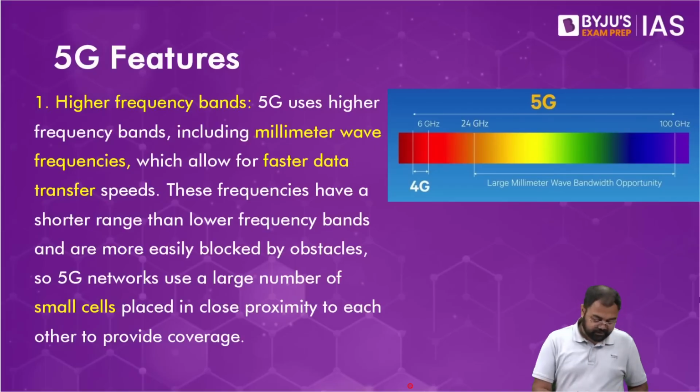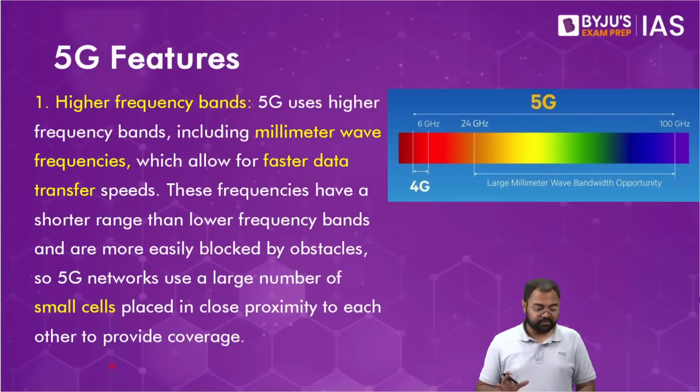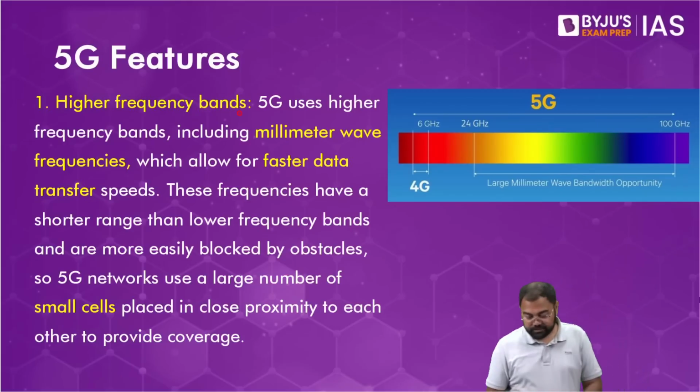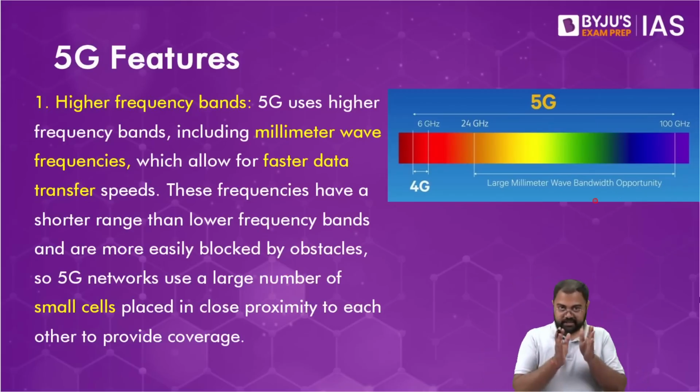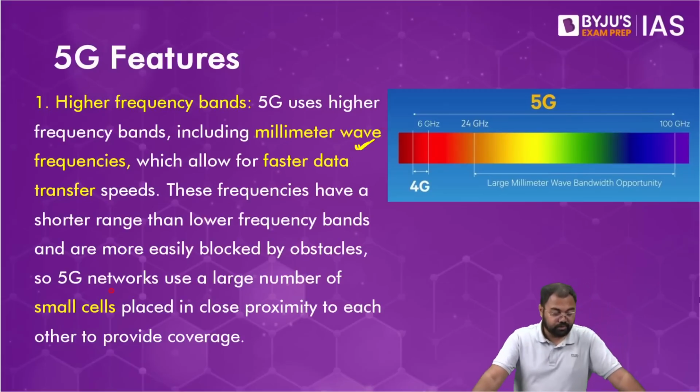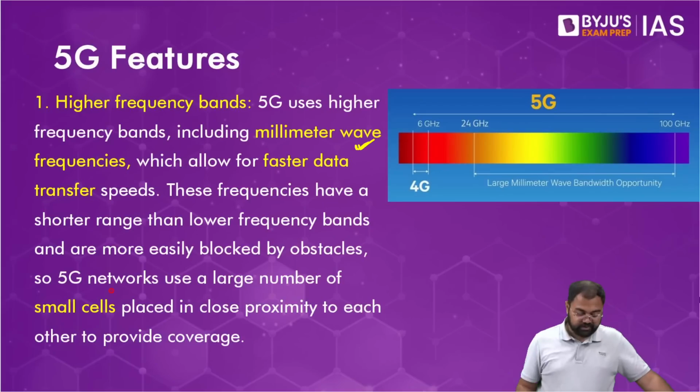So let's try to understand some of the basics about the 5G features. First, it uses higher frequency bands. Until now, we were using only a small part of the frequency spectrum, but this time higher frequency bands are also being used in the case of 5G, and that helps in providing faster data transfer speeds. So that's why we see that these could be used.